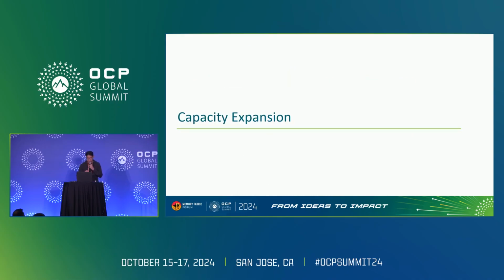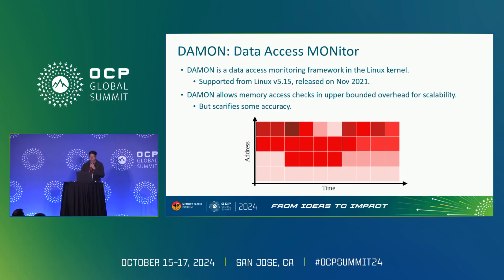The second one is capacity expansion. Before explaining capacity expansion, I need to explain a new feature called DAMON in the Linux kernel. DAMON is a data access monitoring framework in the Linux kernel, supported from version 5.15, which was released about 3 years ago. It allows memory access checks with an upper-bounded overhead for scalability. That means it sacrifices some of the accuracy.